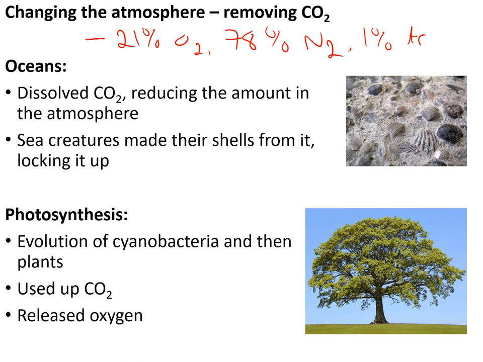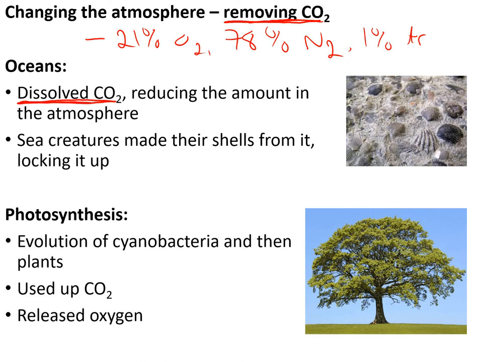Now, the atmosphere changed for a couple of big reasons, and the single biggest change is that carbon dioxide levels decreased, and that happened for two main reasons. Firstly, the oceans. Now, two things happened in the oceans. Firstly, the oceans dissolved carbon dioxide, which took it out of the atmosphere. Second thing is the role of sea creatures.